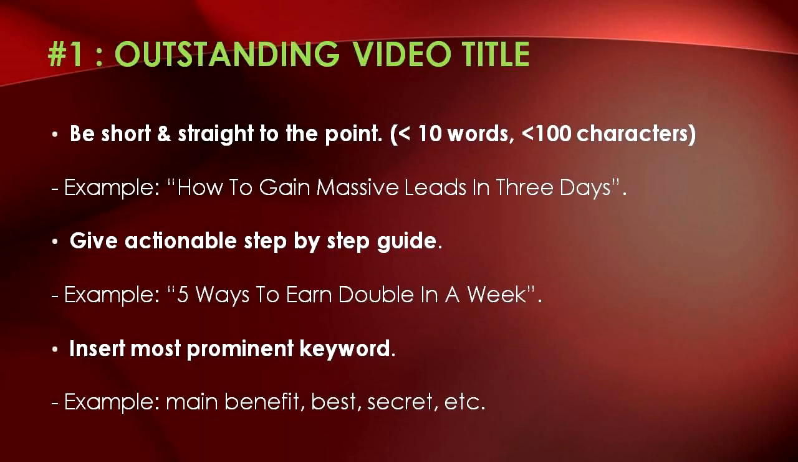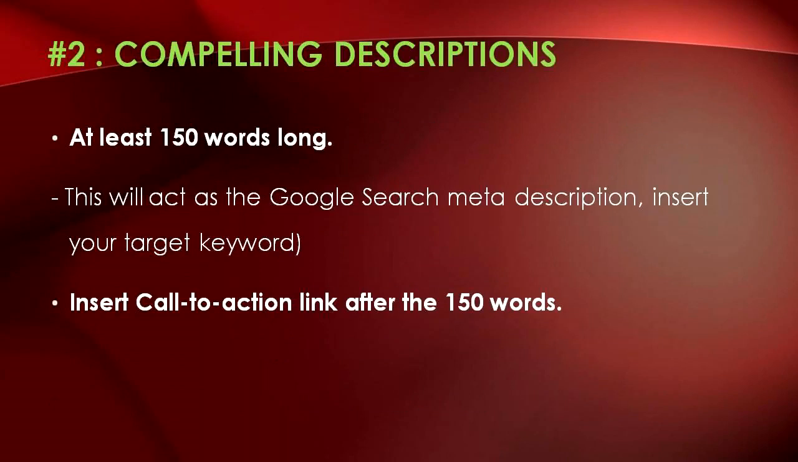Other than that, interesting video titles which you may consider using are controversial ones and open-ended titles. These titles invoke curiosity and persuade viewers to click on the video to find out more. Of course, the titles will work together with the video thumbnail, which we'll cover later in the course. You should also insert as many prominent keywords as you can. For example, main benefit, best, secret, and more. These are some examples of keywords that are prominently searched on the internet and have been proven to drive more clicks.